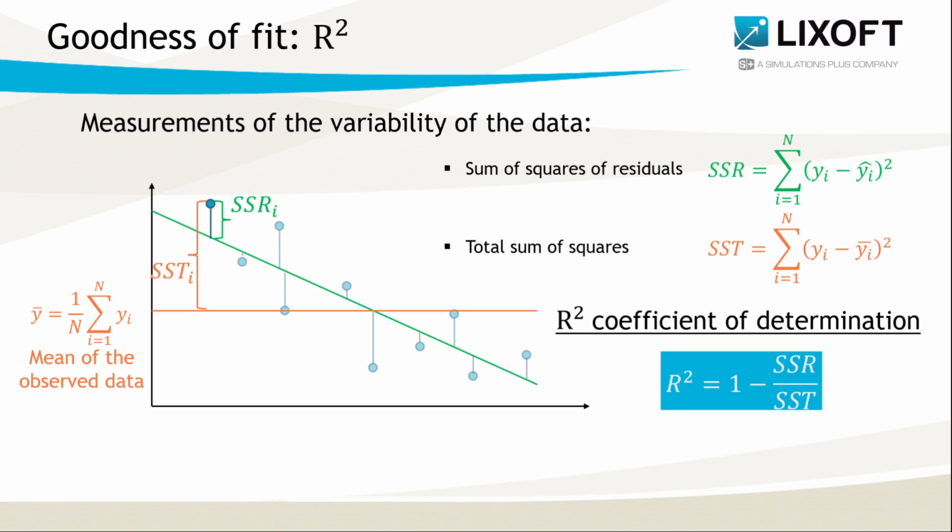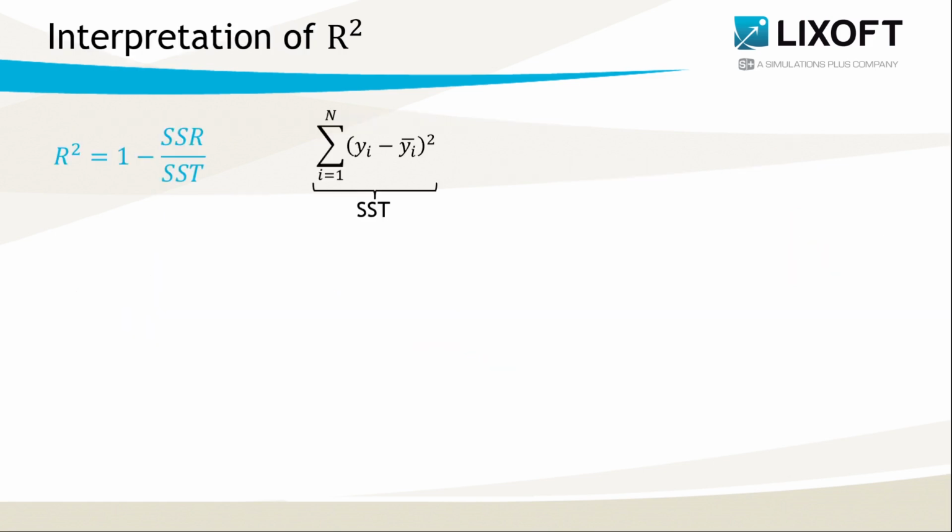The coefficient of determination summarizes these two quantities and is given by the following formula. Larger values correspond to a better fit. For example, when the residuals get smaller, that is, SSR decreases, then R squared gets larger. Its maximal value is 1.